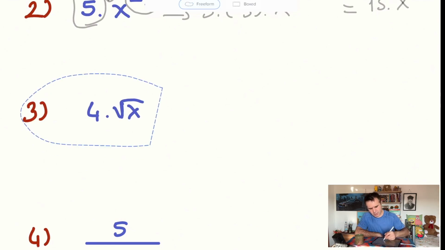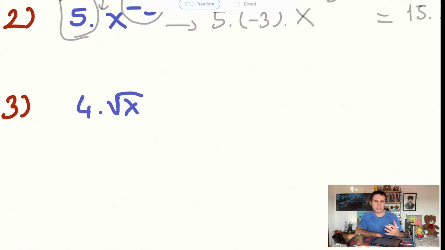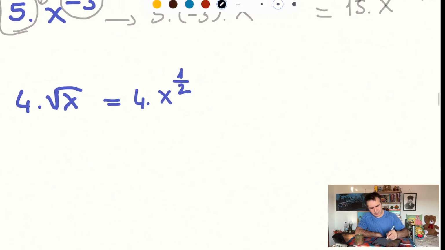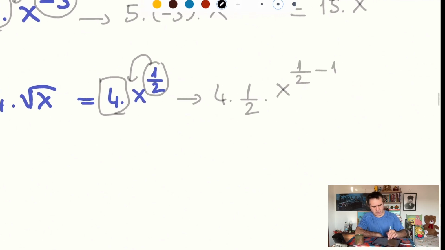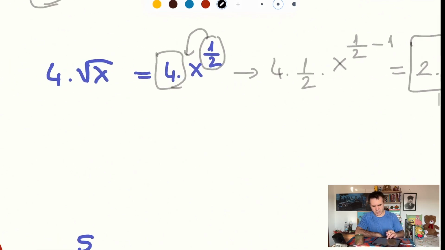And here, 4 times square root of x. Firstly, we write the square root function as a power function, and this function will be 4 times x to the power of 1 over 2. Then the constant multiple stays here, and we will take the exponent as coefficient or multiplication, 1 over 2 times x to the power, and we will subtract 1 from the exponent. Then this will be equal to 2 times x to the power of minus 1 over 2. And this is the derivative.